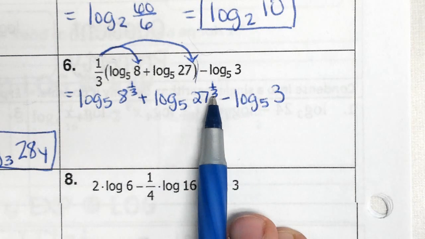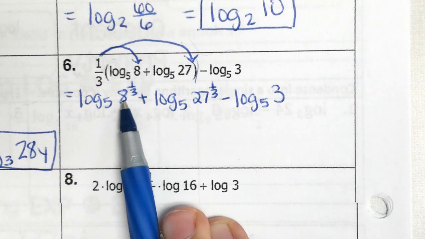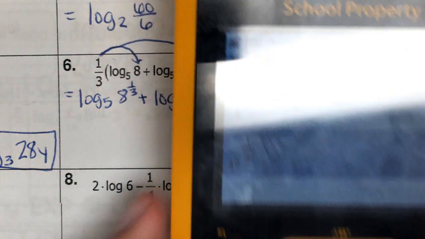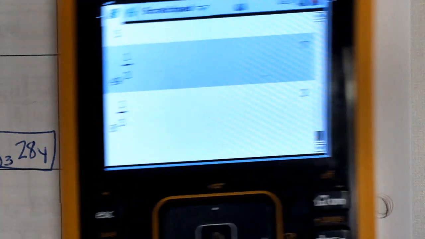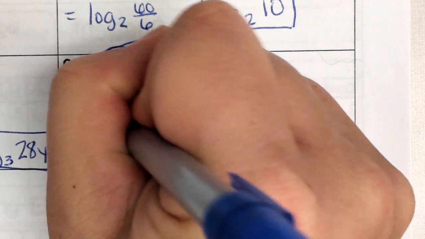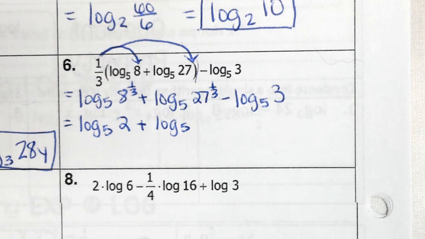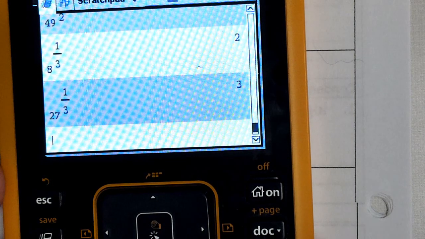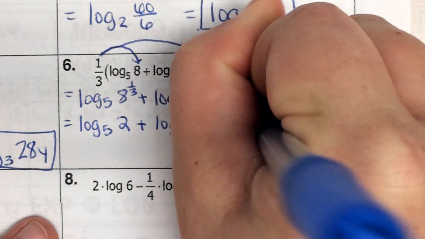We need to simplify these guys. This is the same thing as cube root, so it's saying what times itself 3 times gives you 8. And this is saying what times itself 3 times gives you 27. Or you can use the calculator and type in 8 to the power of 1/3, and it gives you 2. So this is log base 5 of 2 plus log base 5 of 27 to the 1/3, which is 3, minus log base 5 of 3.